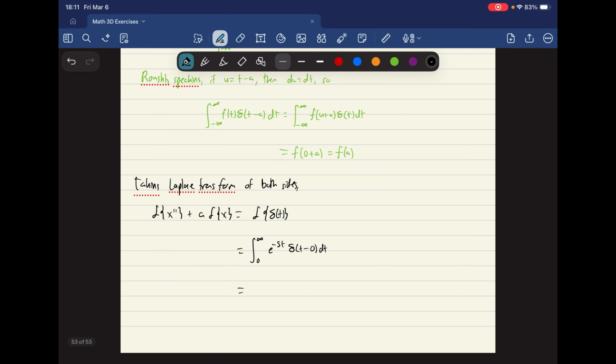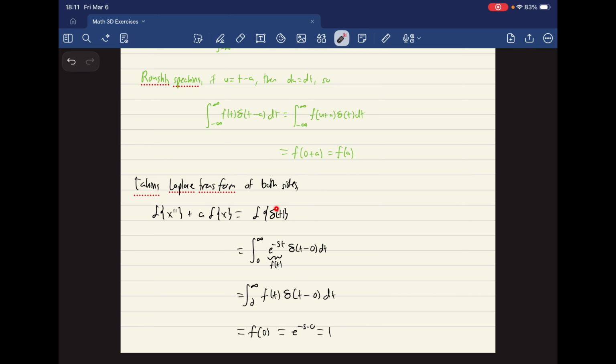And just to draw this out, if we let this be our f of t, then what we're doing is integrating f of t delta of t minus 0 dt, which in turn is going to be f of 0 because we're integrating against this delta function. But what is f of 0? Well, f of 0 for us is e to the minus s times 0, which is just 1. And thus we found that the Laplace transform of the Dirac delta function is just 1.